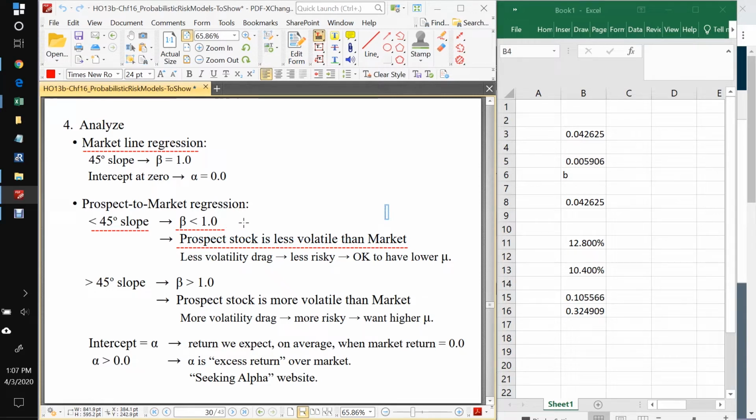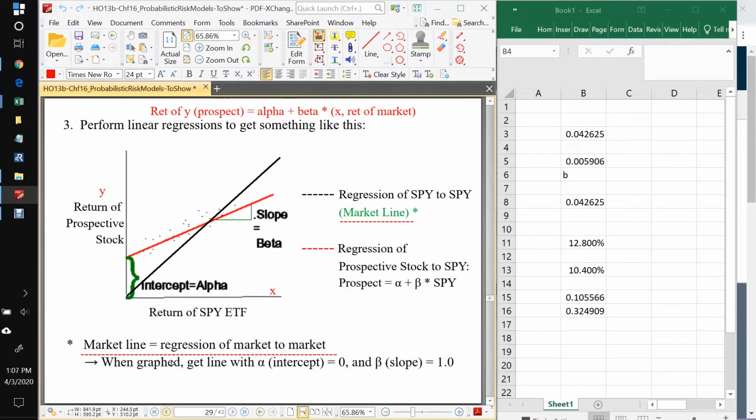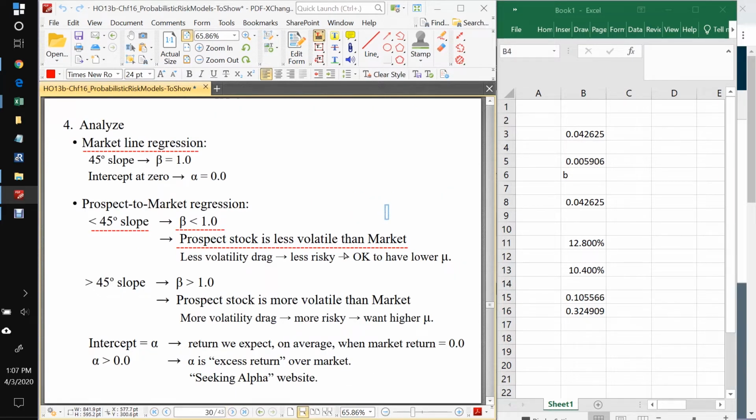So beta less than 1 means we get this low slope, and it means that our stock, or whatever we're thinking of investing in, is less volatile than the market we're comparing it to. So that means it's got less volatility drag, it's less risky, and so it's probably okay for us as portfolio managers to accept it if it has a lower expected value. We'll see more about how portfolio managers make choices in a second.